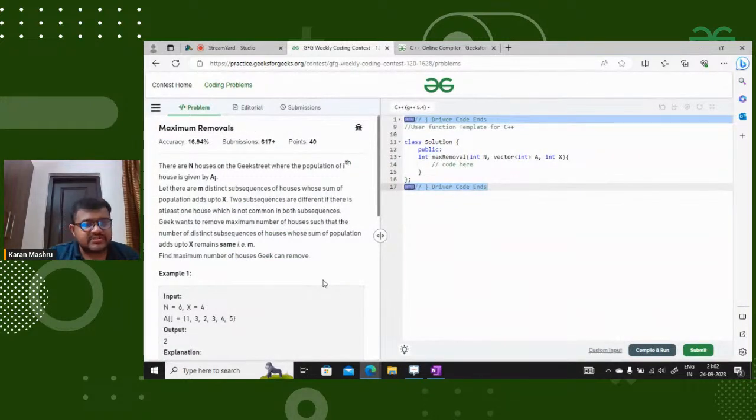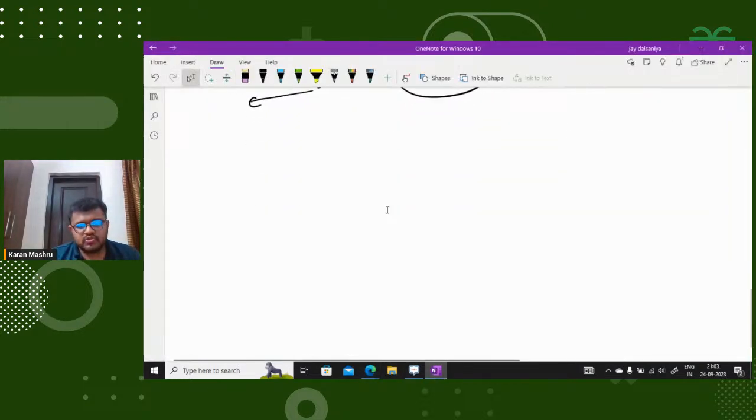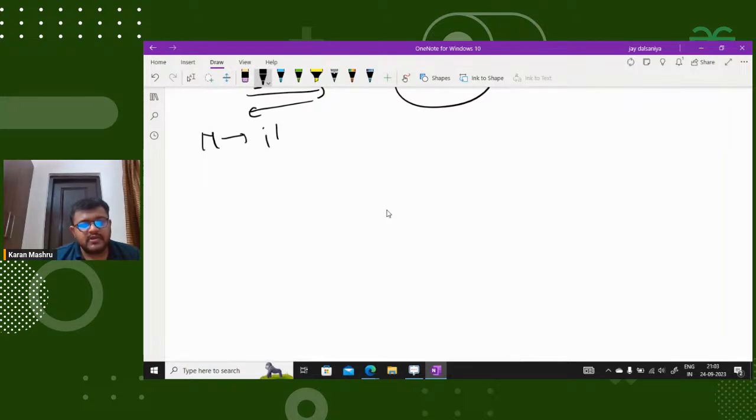What does this question say? It says that there are n houses on the geek street where the population of the ith house is given by a of I. So there are n houses in a street where the population of the ith house is given by a of I, right?